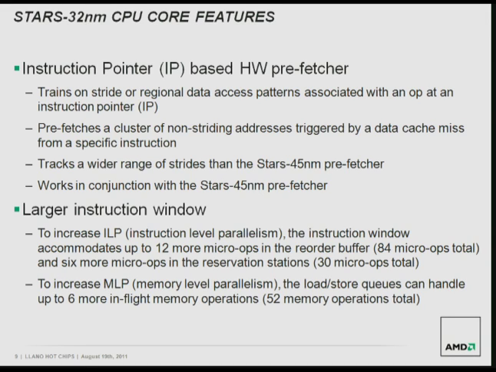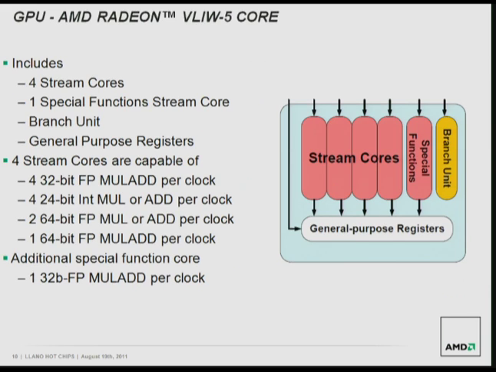For the larger instruction window, we have instruction level parallelism improvements through increasing the size of the reorder buffer. We added 12 more microops to the reorder buffer, bringing it up to a total of 84 microops. And we've got 6 more microops added in the reservation stations for 30 microops total. And then in terms of increasing the memory level parallelism, the load store queues can actually handle 6 more in-flight memory ops, up to a total of 52 memory ops.